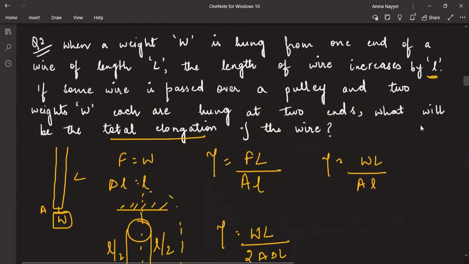Then we'll start with the next type of moduli of elasticity. By the time, just note down this, and any doubts you're having from the previous topics, please let me know. We'll try to complete this lesson today so that we can start with fluids next.